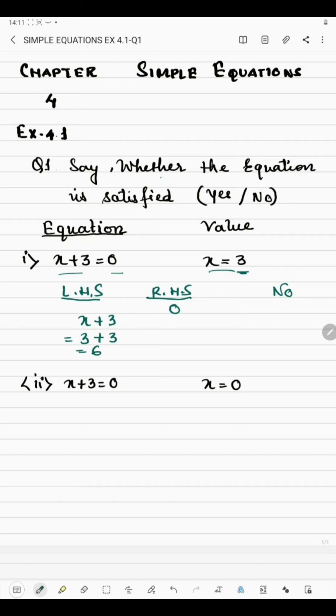Now in the next one we have x plus 3 is equal to 0. So on the left hand side we have x plus 3 and the value of the variable is given, which is 0. So in place of the variable we will just put the value of x, which is 0. So 0 plus 3 is 3, and on the right hand side we have 0. Again this is not the same, so we will write the equation is not satisfied, so we will write no.